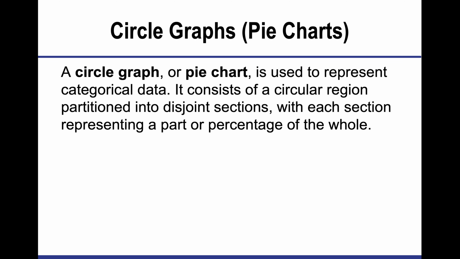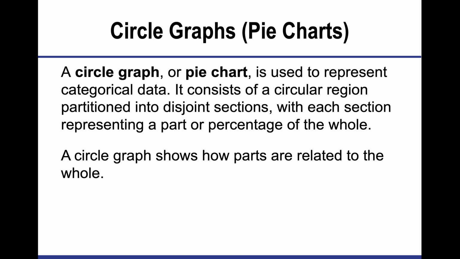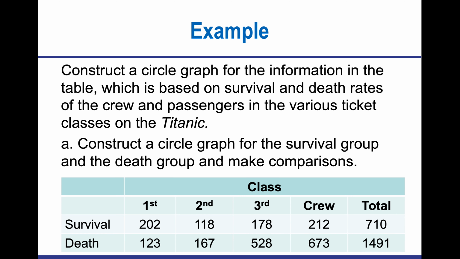A circle graph or a pie chart is in a whole league of its own. It's used to represent categorical data. It does not represent numbers. It is consistent because it's a circular region where each section represents some part or percentage of the whole. It shows how the parts are related to the whole.